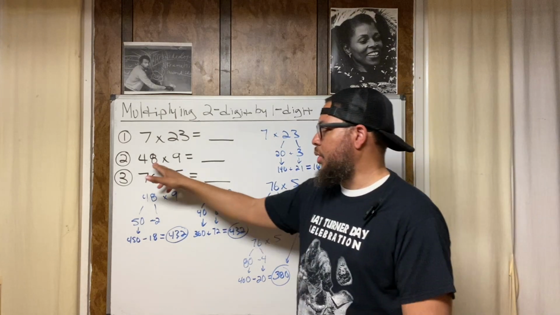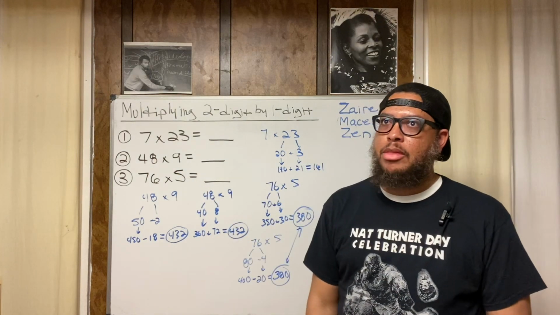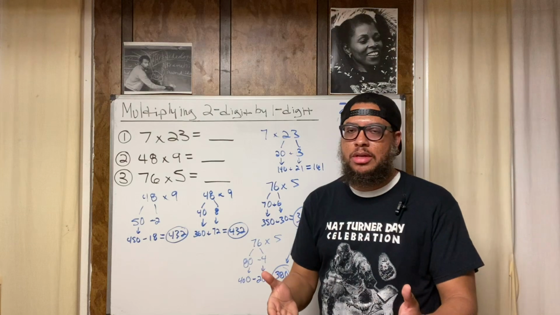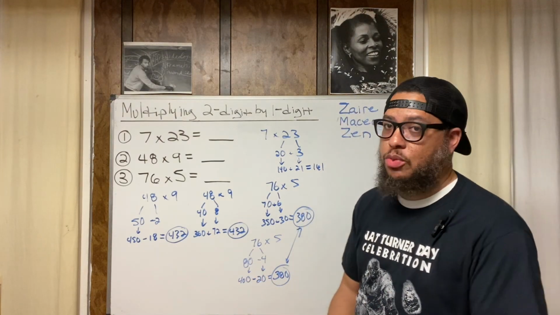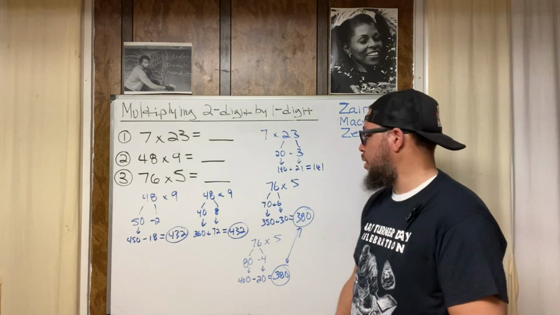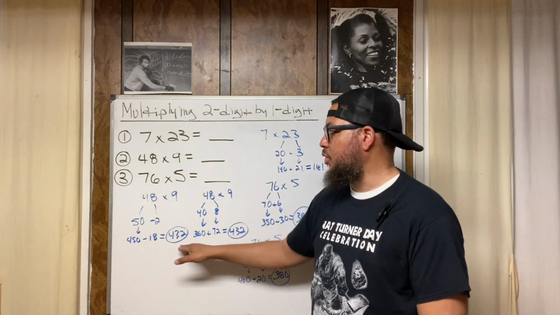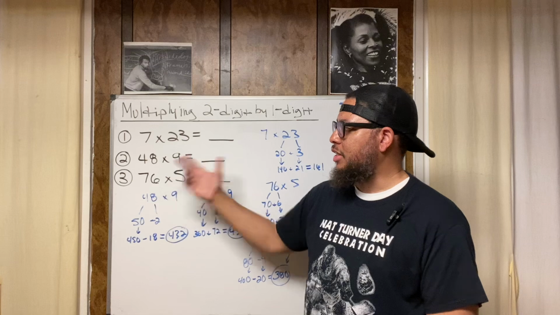48 times 9. Let's say you get $48 in allowance, and that happened 9 times. You want to know how much money that will be altogether. 48 times 9, that would be $432. All right.